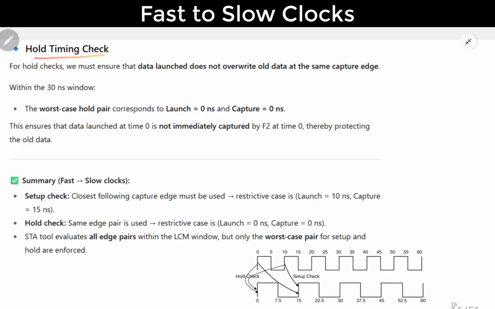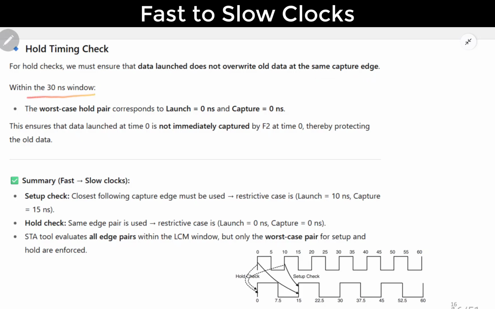Now coming to the hold timing check. For the hold check, we must ensure that newly launched data does not overwrite old data at the same capture edge. We know from the definition of hold time that it is the minimum time data should be maintained constant after the arrival of the clock edge. Before this time, if new data is launched from the launch clock, it will overwrite the old data which is present at the capture clock. That's what this statement means.